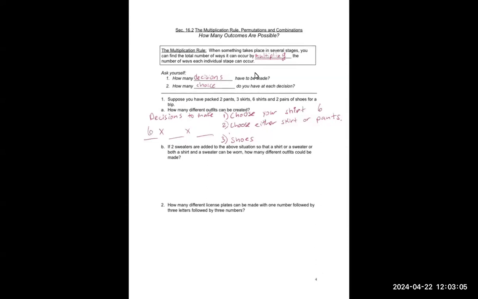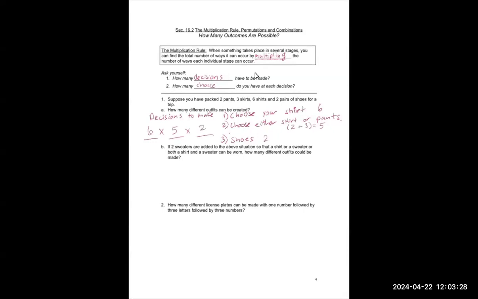Now I have a choice of either a skirt or a pants, but I can just add that together. That's two pants plus three skirts. So that's a total of five different bottoms that I can choose from. So five bottoms. And then the number of shoes, there's two pairs, right? Oh yeah, two pairs of shoes. So there's two of those.